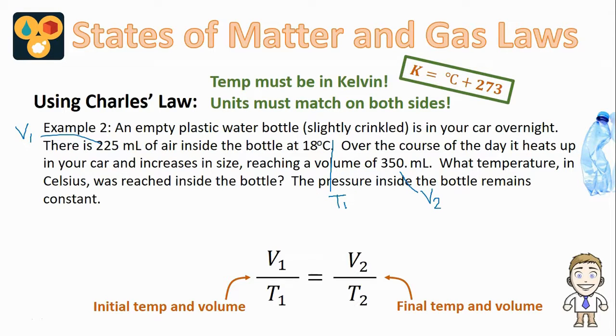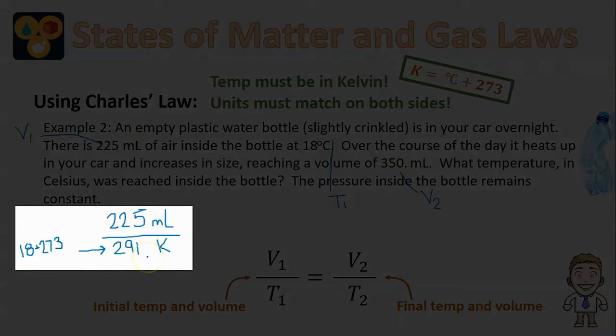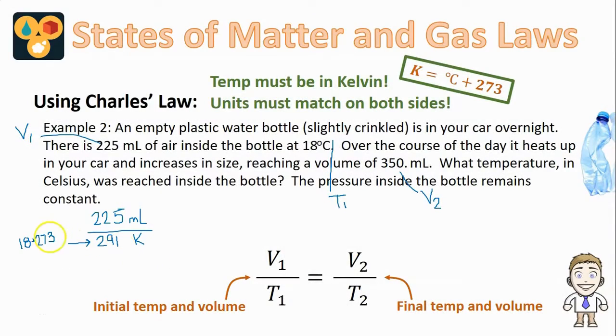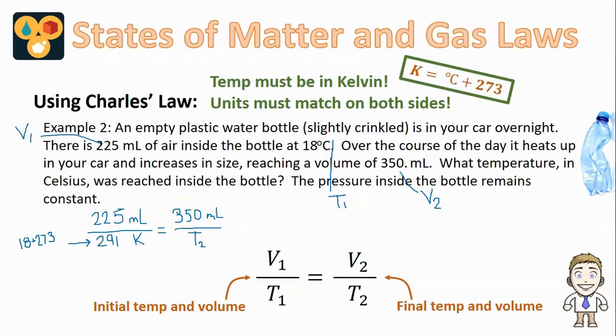The question says, what temperature in Celsius was reached inside the bottle? Now I can start plugging those numbers into my equation. Here's my V1 and my T1, 225 over 291. Notice 291 is the 18 plus 273 to put it into Kelvin. And on the other side of the equation, we've got V2 over T2. I've plugged in already my 350 milliliters for V2.